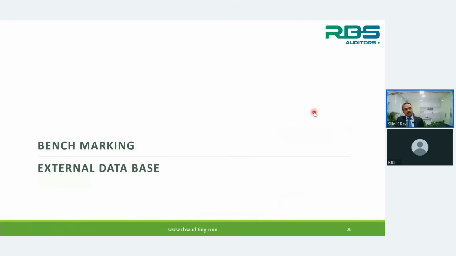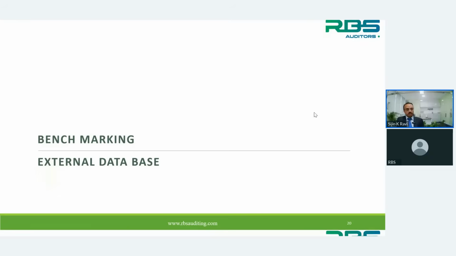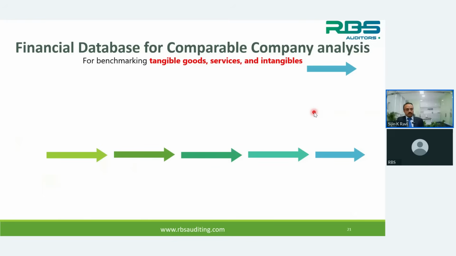Now we'll look at what benchmarking databases are used for external published data, the first category. What are the benchmarking databases used for external published data? There are databases for different categories, for example, benchmarking for tangible goods, services, and intangibles.